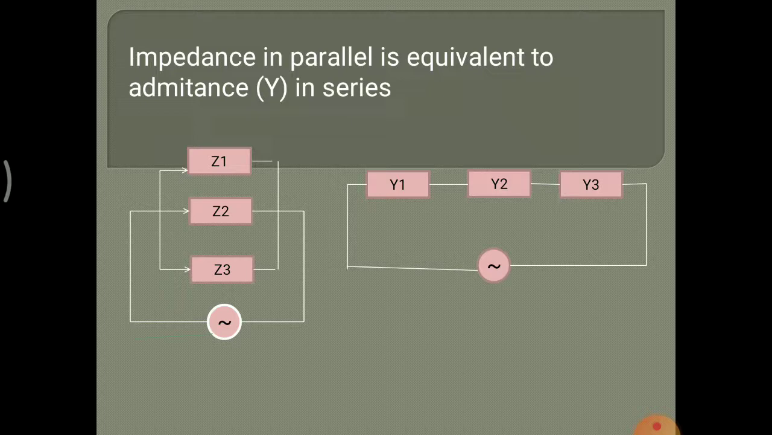In this figure you can see that Z1, Z2 and Z3 are connected in parallel to each other across the supply source. This is exactly equal to Y1, Y2 and Y3, that is, three admittances connected in series across the supply source. And these circuits are equal because admittance is inversely proportional to impedance, or vice versa.